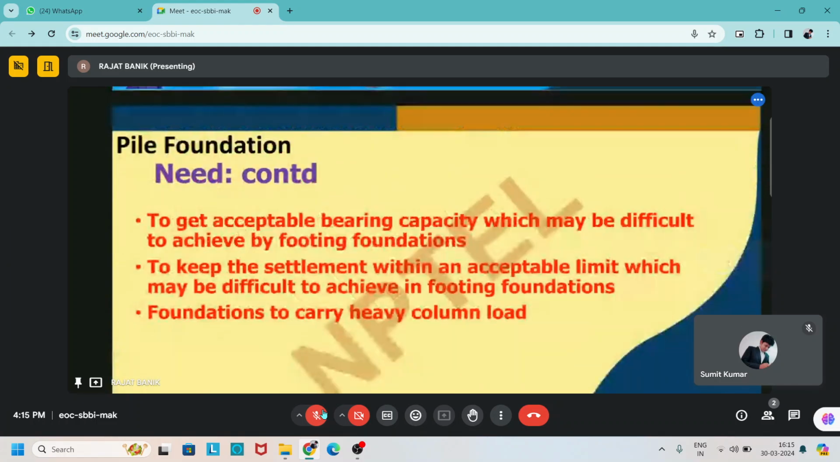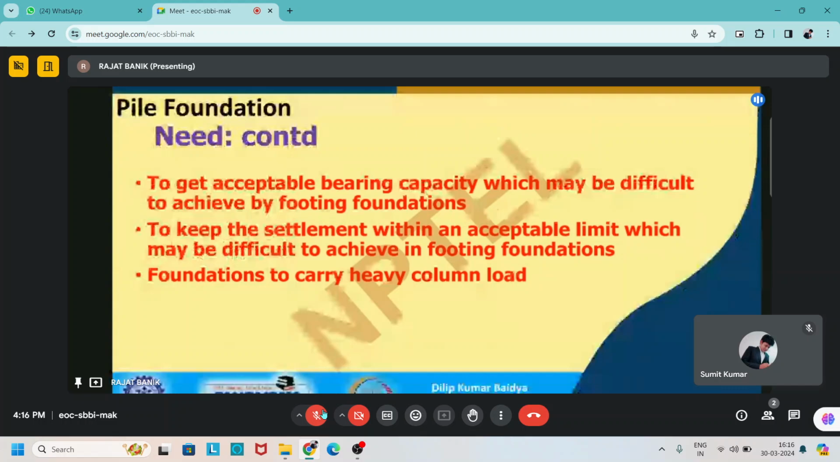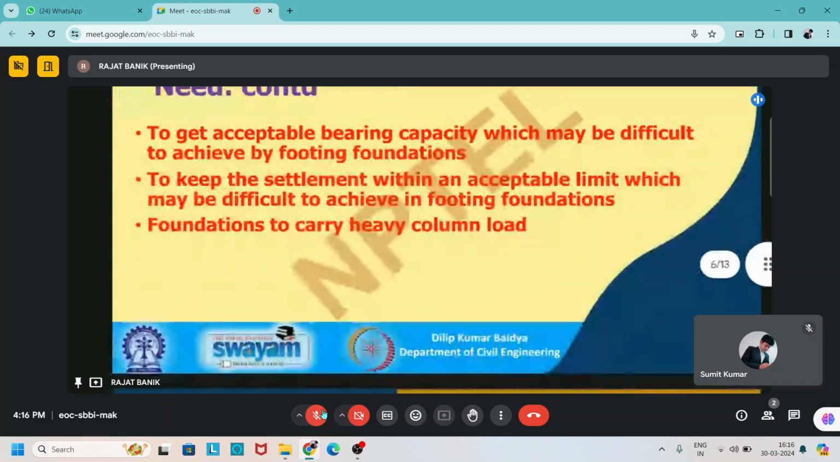Then, to get acceptable bearing capacity, which may be difficult to achieve by shallow foundation, we also use the deep foundation. We use it to keep the settlement within the acceptable limit, which may be difficult to achieve in footing foundation, and to carry heavy column load. So these are the factors we address by choosing the deep foundation.